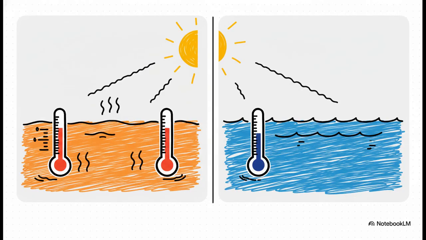And you've totally seen this in action. Picture a hot day at the beach. The sand is scorching, right? You can barely walk on it. But the ocean water is still pretty cool. Why? It's all about specific heat. The sand has a low specific heat, so the sun's energy makes its temperature skyrocket. Water, on the other hand, has a very high specific heat. It can soak up that same amount of energy, and its temperature barely budges.